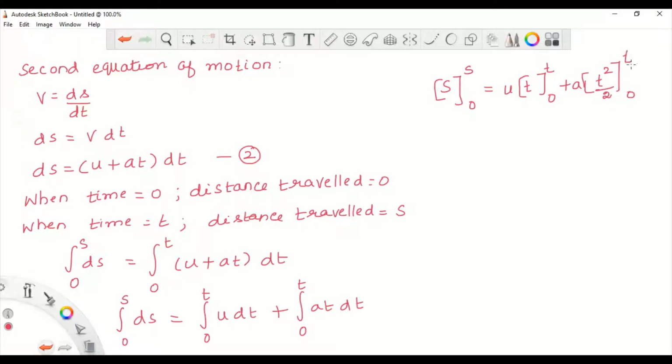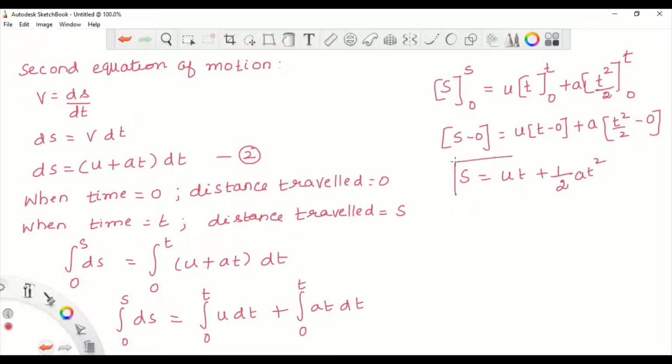So substitute the limits value here, children. This is s minus 0. Again u into t minus 0 plus a, instead of this t, you have to substitute t. So t square by 2 minus 0. So s is equal to ut plus half at square. So this is your second equation of motion. S is equal to ut plus half at square.